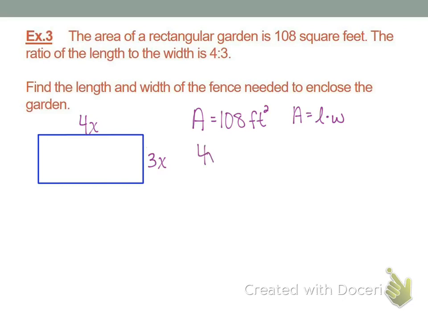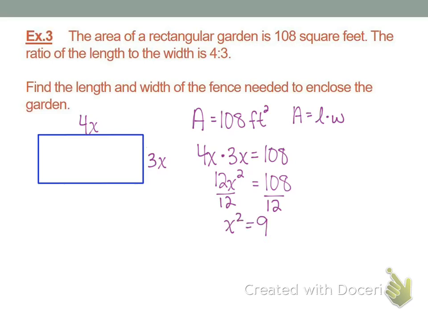Beautiful. Length times width, or 4x times 3x, is equal to our area of 108. If you want to put your feet squared on there, you can. You don't have to. To solve this, I need to sort of combine them. I need to go ahead and multiply 4x times 3x. What do I get? Good. 12x squared. Don't forget the squared. Equals 108. To solve it, I would divide by 12. I get x squared equals 9, which means x equals 3 when we square root both sides.